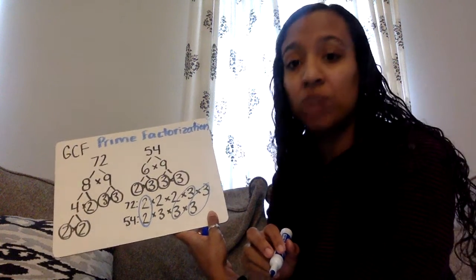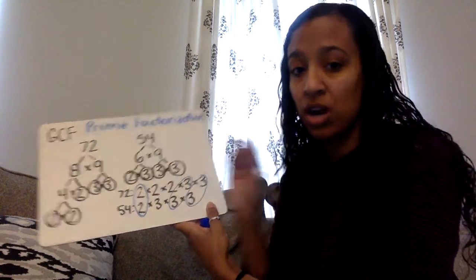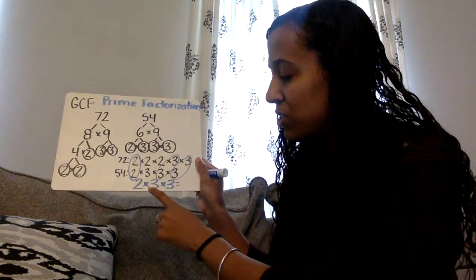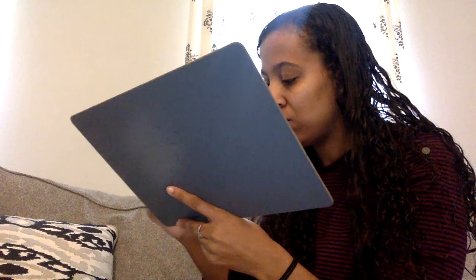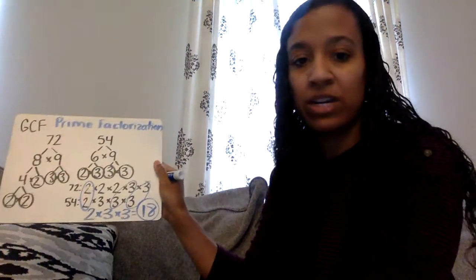And now I'm going to multiply all of those factors that were in common. So I have 2 times 3 times 3. Either way, 2 times 3 is 6, times 3 is 18. So 18 is my greatest common factor.